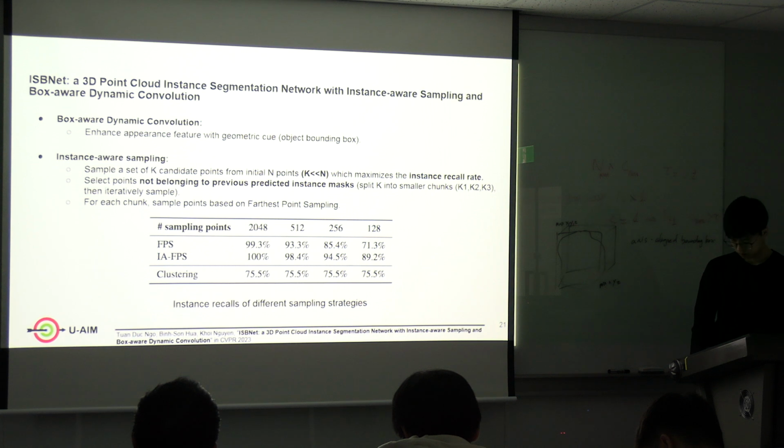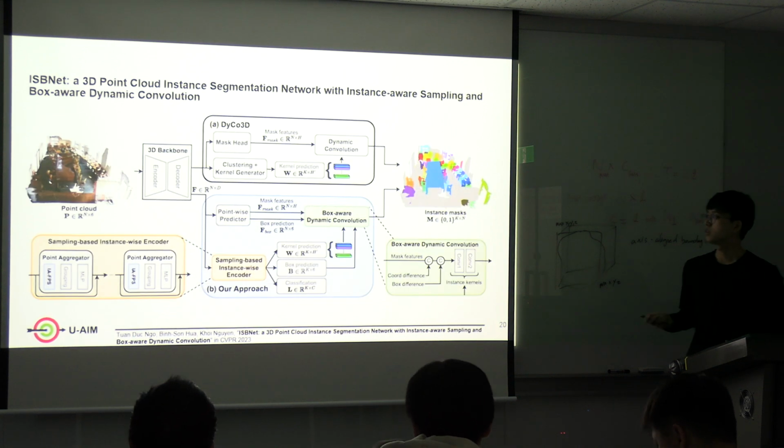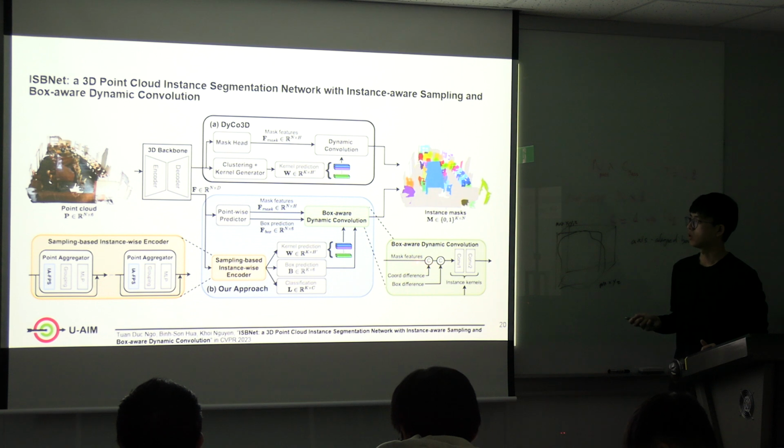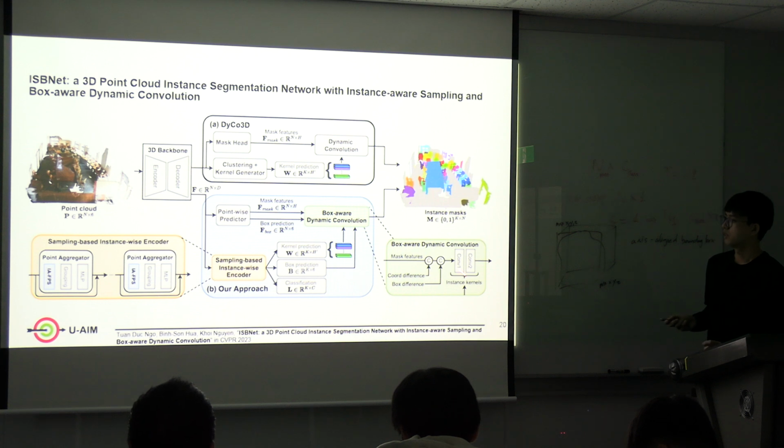So how can they utilize the bounding box data? I think it's very simple. Like before, you just use the feature mask and convolution with the kernel. Now they just concat the coordinate difference and the box difference here and conduct the convolution. So they just concat the bounding box relation to here.